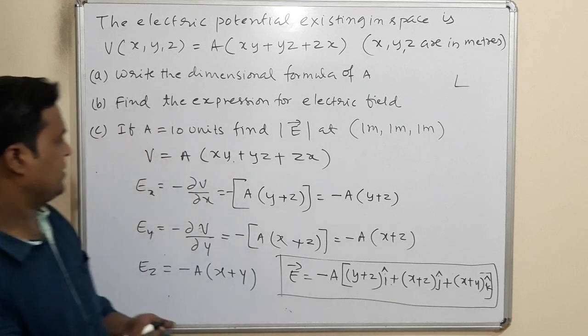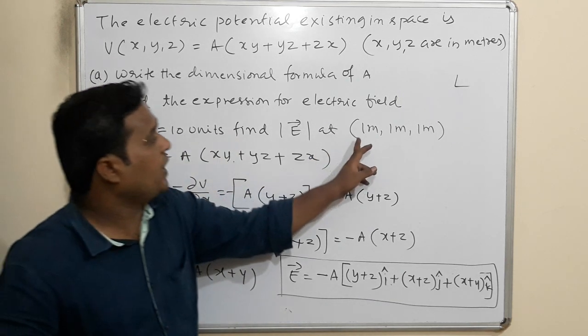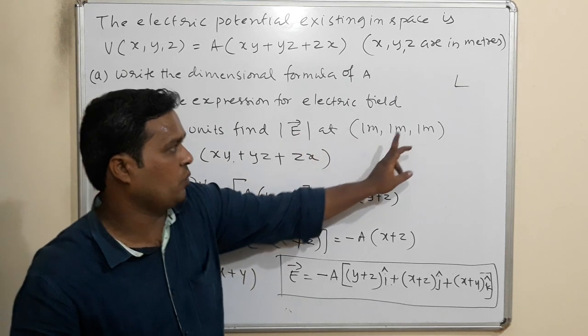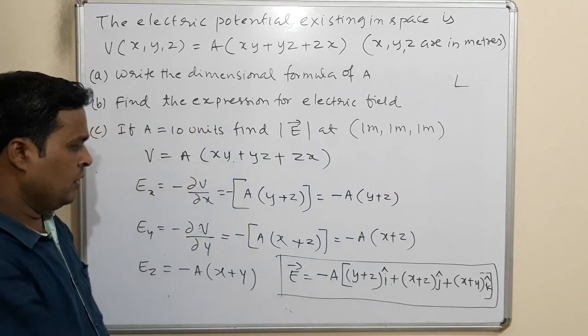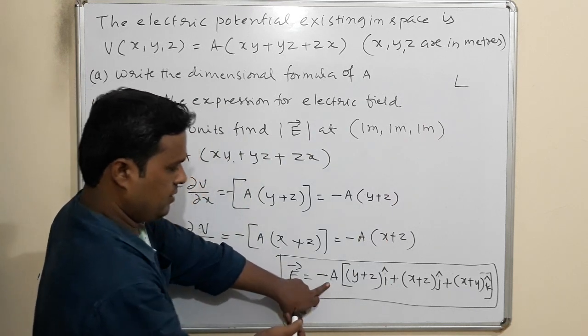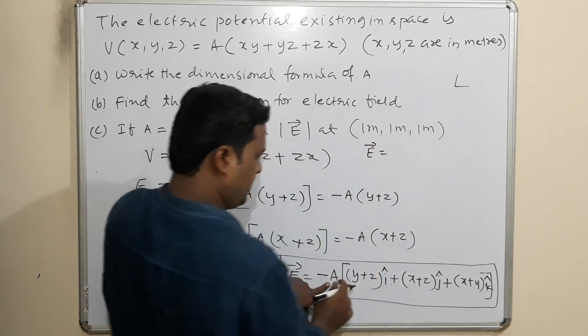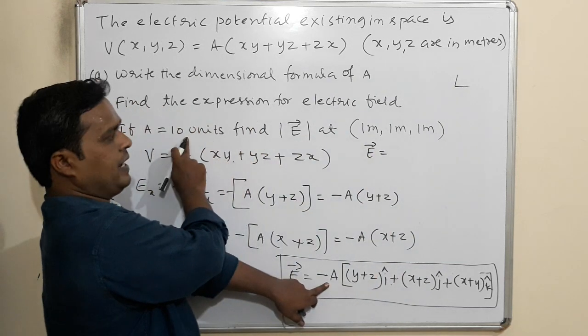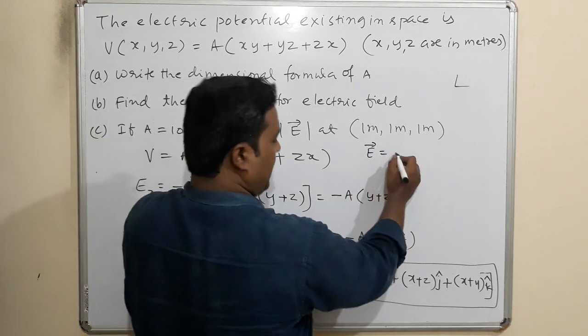Now in the third bit they are asking, if A is equal to 10 units, then find the magnitude of electric field at 1 meter, 1 meter, 1 meter. X, Y, Z values are given. Then if I put A as 10, what will be the components of electric field? Take A as 10 and X, Y, Z as 1, 1, 1. This will be minus 10.